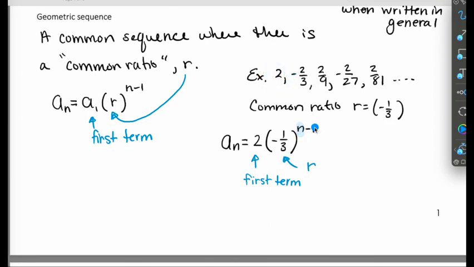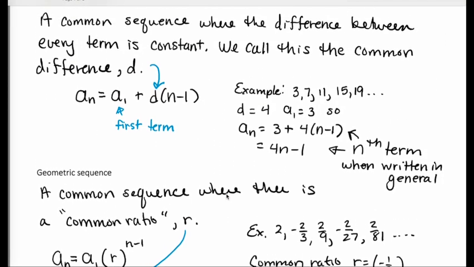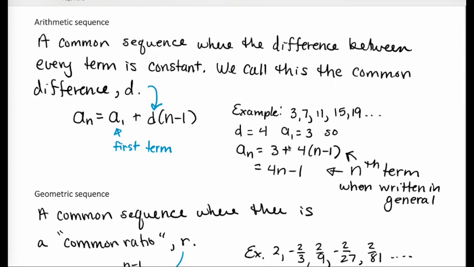I get 1 minus 1 is 0. So when I raise -1/3 to the 0 power, I get 1, and 1 times 2 is 2. So it works. And you can do the same thing up here if you want to check your arithmetic sequence.